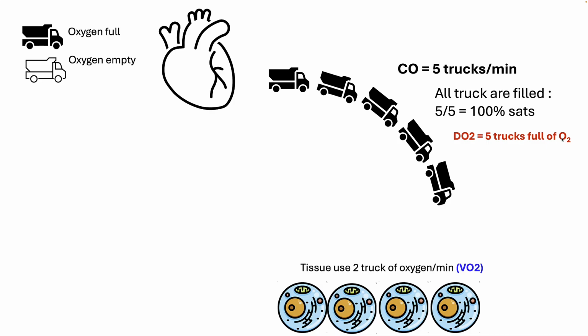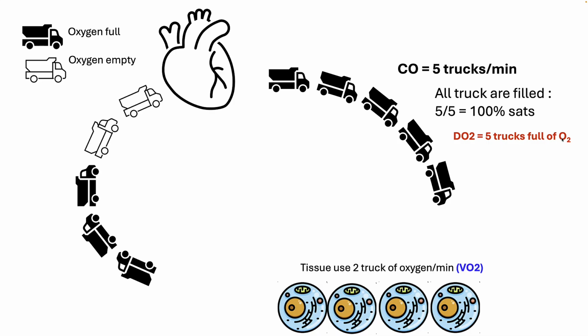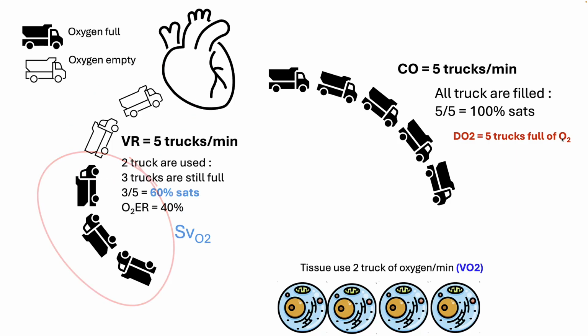Say your tissues use 2 trucks of oxygen per minute, that is your VO₂. So in return, you will get 2 empty trucks that are used by your tissues and 3 full trucks. So that gives you an oxygen extraction ratio of 40%, that is 2 out of 5. So your venous return sats will be 60%. That means 3 out of 5 are still full.